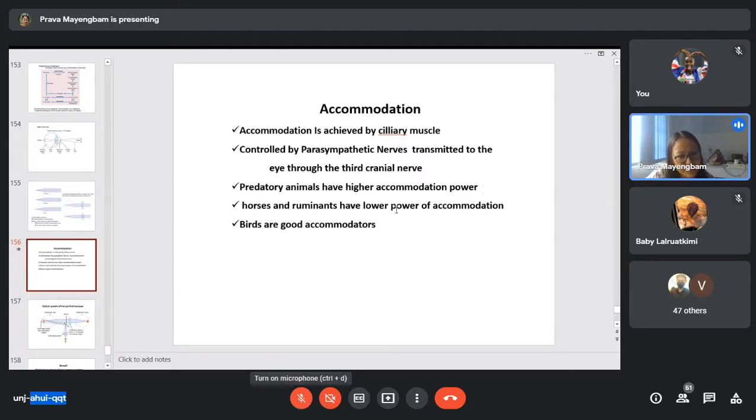Predatory animals have higher accommodation powers. Horses and ruminants have lower accommodation powers. Birds are also good accommodators. One question may be asked: why do birds have good accommodation of the eye? Because they keep flying, and while flying they must focus on where they will stop. So they have to accommodate their eye according to the destination point. For that they need good accommodation power.